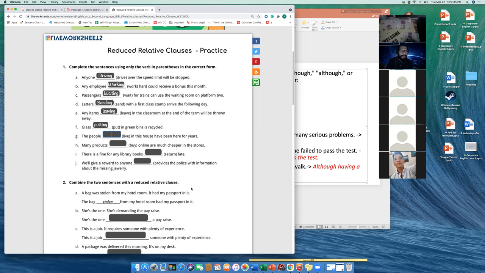All right. The people living. Living. So see, there's a little bit of difference there, right? This is for, I live here, living in this house has been here for years. Okay, the people living in this house have been here for years, okay? Letter H, buying. This one is buying. I. Returning. Returning, there is a fine for any library books.